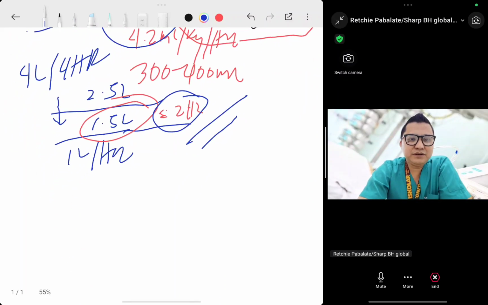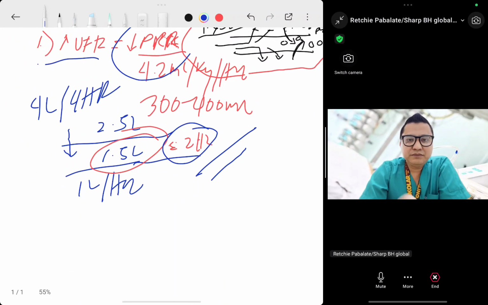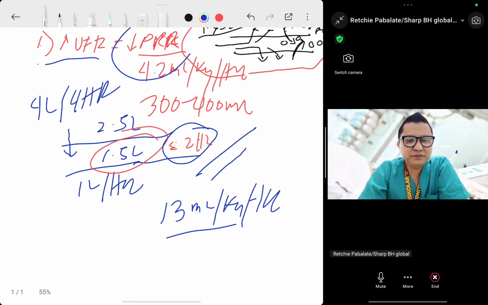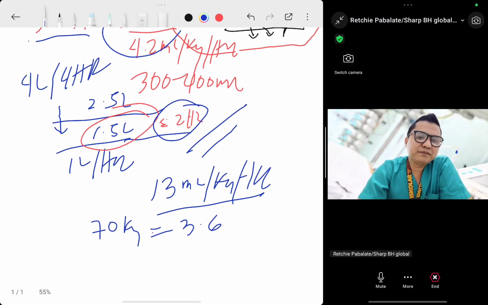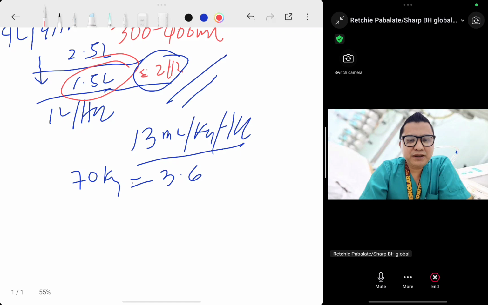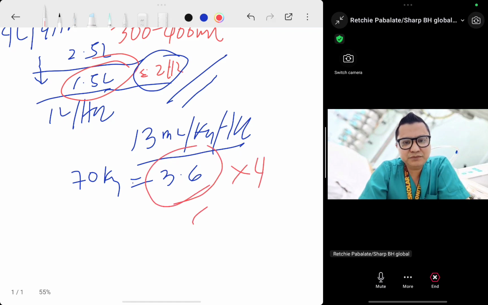We have what we call the max UF. For example, if your center or unit adopts 13 ml per kg per hour as your max UF, then for an average patient who weighs around 70 kilograms, the max UF will be around 3.6 liters. If the max UF of the patient is 3.6 and you will do dialysis for 4 hours, the rate will be around 910 ml per hour.